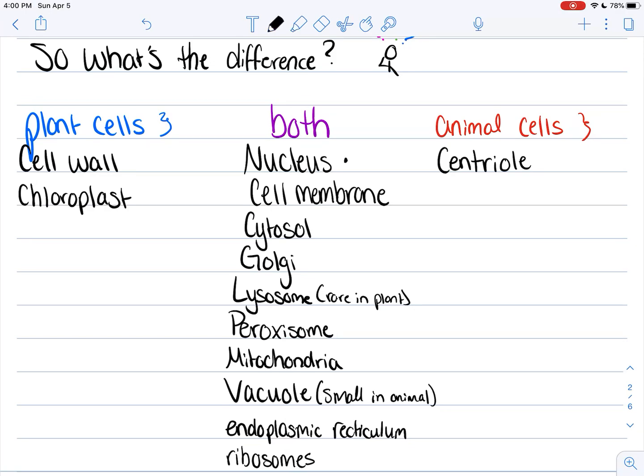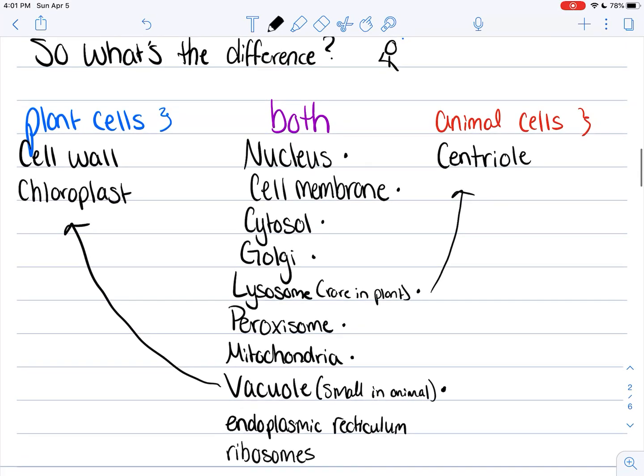There's the nucleus, the cell membrane, the cytosol, the Golgi. Lysosomes may not be in this both list. A lot of charts you'll see will actually put them over here with animal cells just because they're very rare in plants. Peroxisomes, mitochondria. The vacuole is a lot like how the lysosome is, except it's small in animal cells, so people will usually group it over here with plant cells. The endoplasmic reticulum and ribosomes.